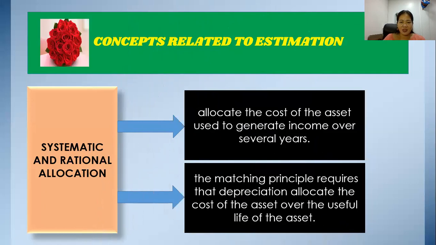So concepts related to estimation, I think we have discussed some of this already. So we have systematic and rational allocation: allocate the cost of the asset used to generate income over several years. So example, the depreciation of our building, depreciation of our equipment. These are examples of systematic and rational allocation. The matching principle requires that depreciation allocate the cost of the asset over the useful life of the asset.